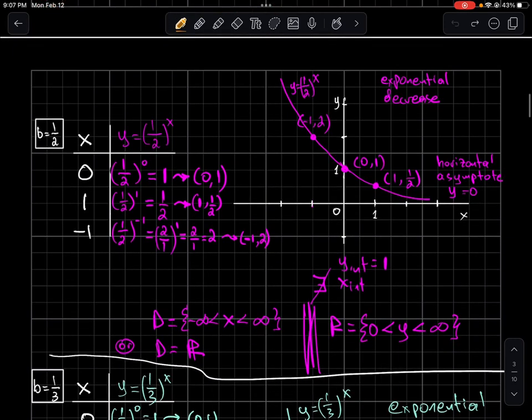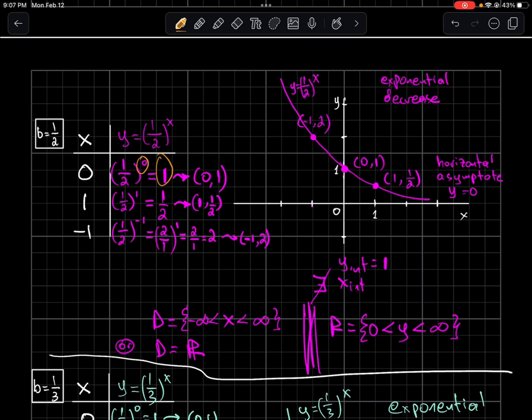The next one, the base is a fraction, 1/2. Still going to do the same thing: 0, 1, negative 1 for the inputs. I see the rule 1/2 to the x, so the first step I put for x 0, 1 and negative 1. The next step I have to evaluate.